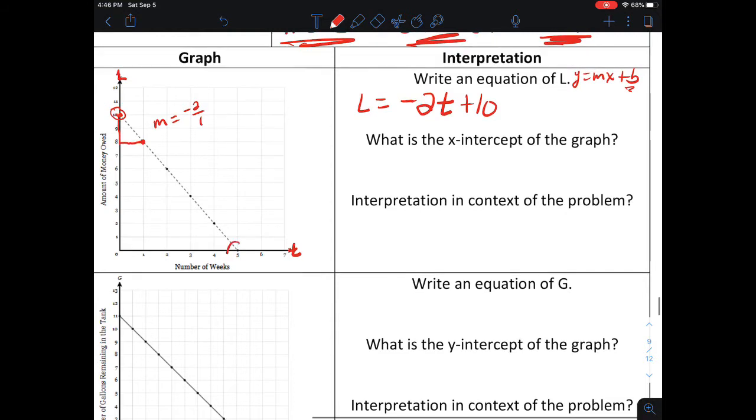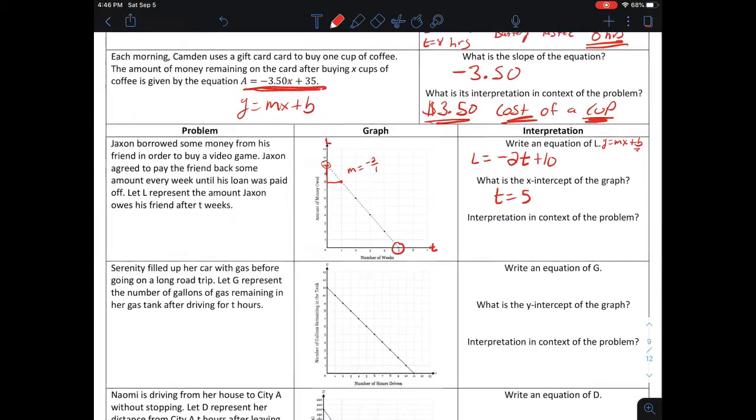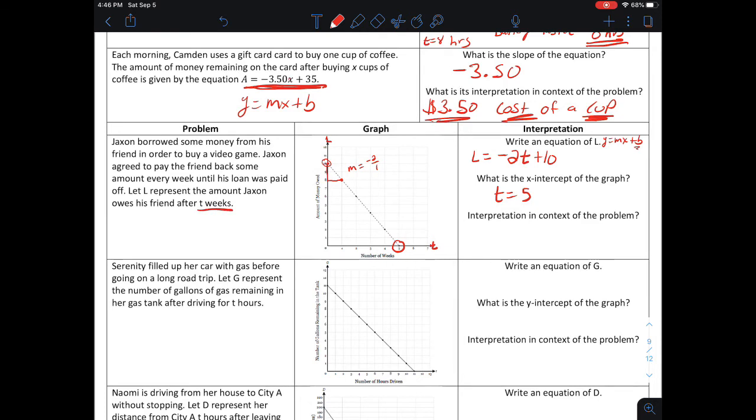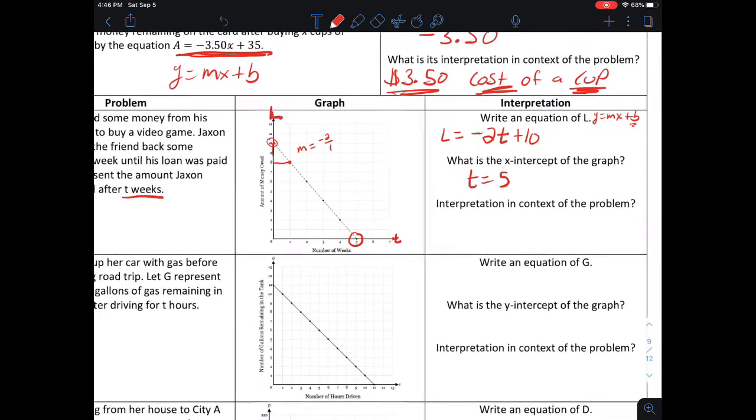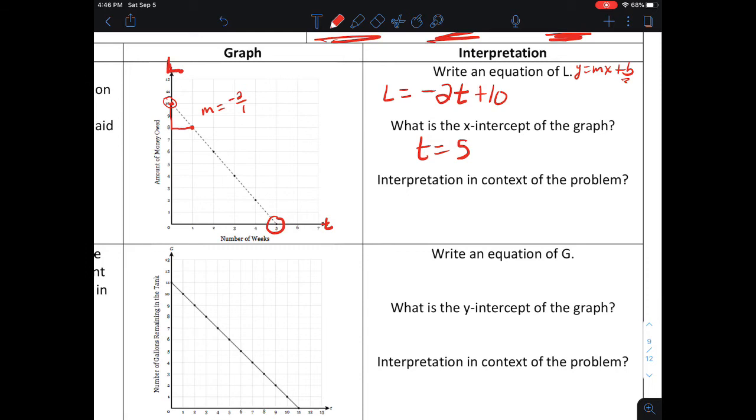It says what's the x-intercept of the graph? Well, the graph touches the x-axis at 5. So my x-intercept is that t is equal to 5. And what does that mean in context of the problem? Well, t is equal to the number of weeks. So for the amount of money that Jackson owes his friend to equal 0, it took 5 weeks. So interpretation: it took 5 weeks to pay off the loan. 5 weeks to pay back the loan.